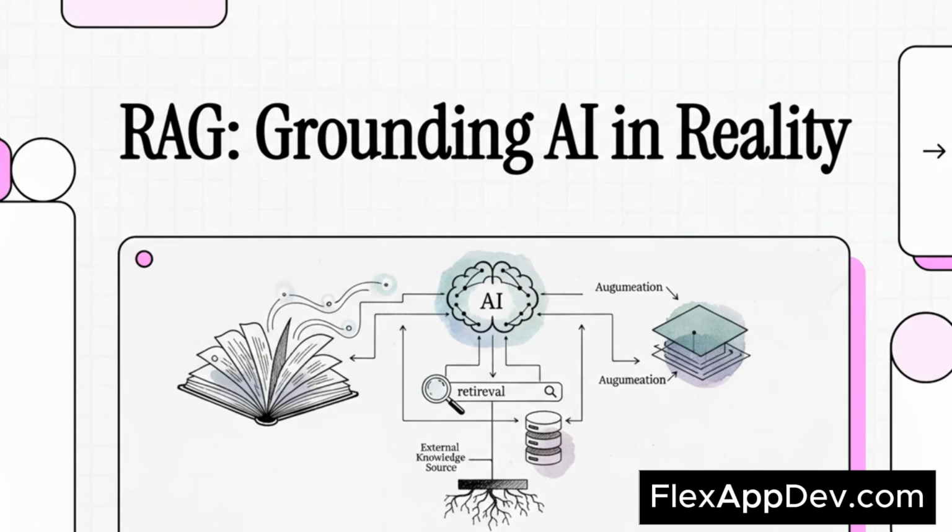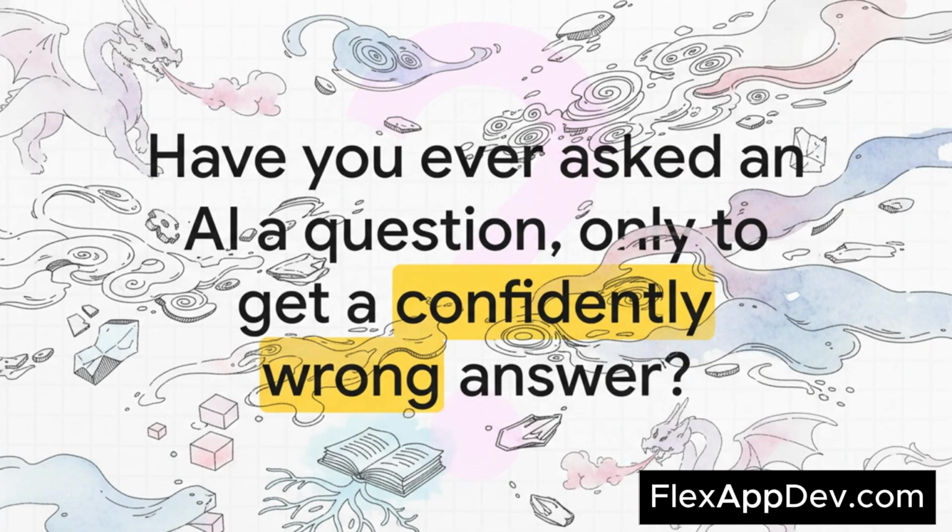Let's talk about RAG, or Retrieval-Augmented Generation. It's how we make AI way smarter and more reliable. Ever ask an AI a question and get a totally wrong answer? Yeah, that's called a hallucination.